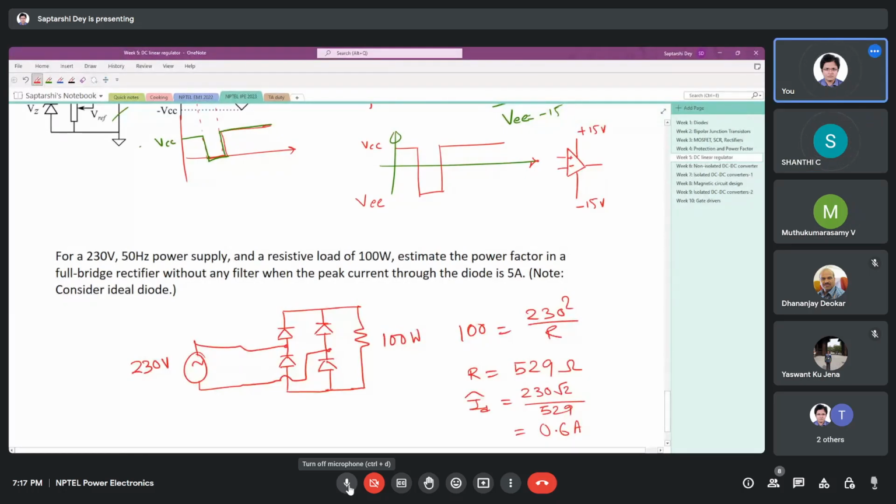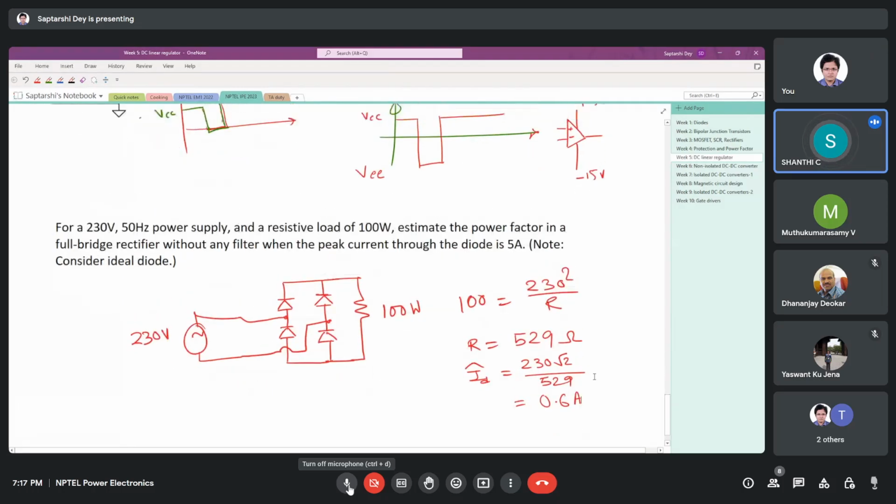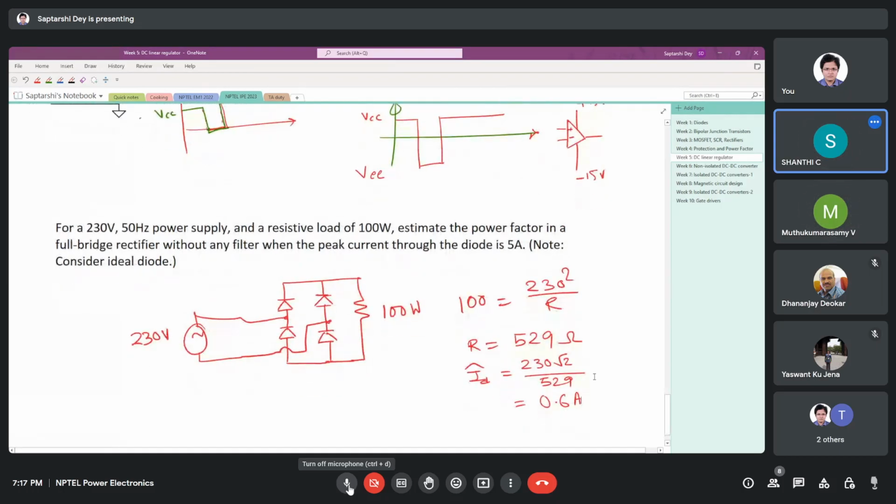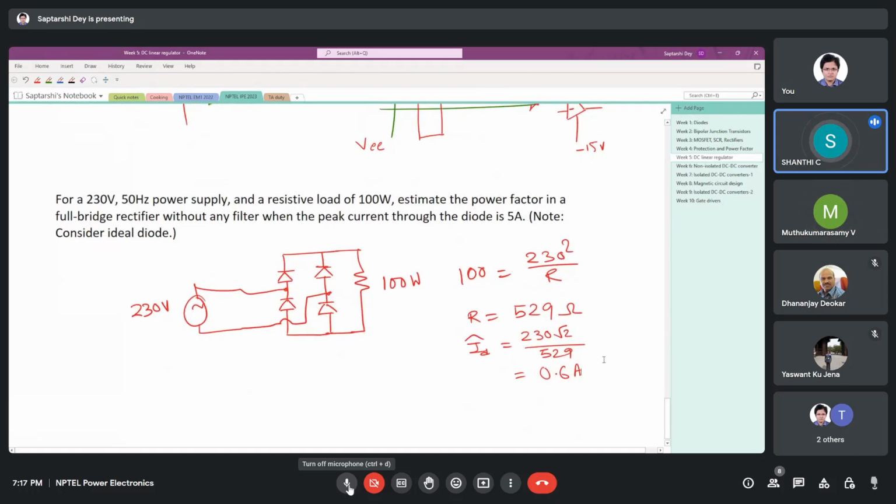Am I doing anything wrong, sir? We have to take 230 squared, or we need to calculate the average, for calculating the resistance value. 100 equal to 230 squared by R. Here, in that first equation, it should be V squared, because it is the RMS voltage squared by resistance that is the power. For a diode bridge rectifier, the RMS voltage is the same value.